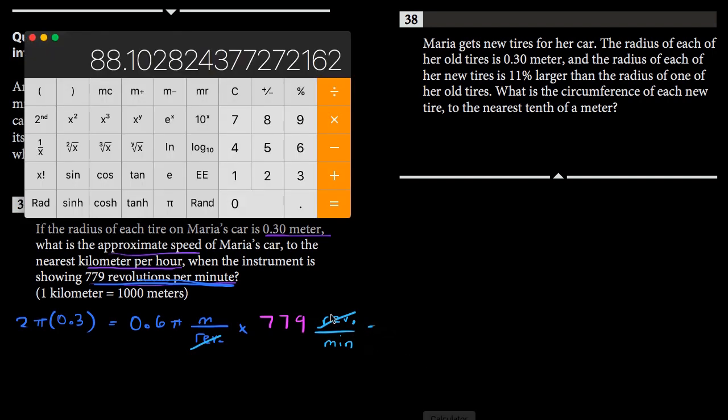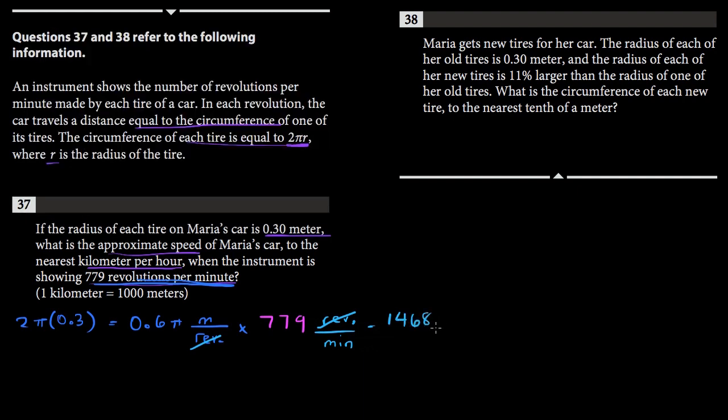And so if I do this, 0.6 times pi times 779, that is approximately 1468.3 meters. That's the important part, meters per minute. So I'm just going to write m per minute, MIN, okay? And so now, notice how that's our speed, right? Meters per minute. But those are not the correct units.